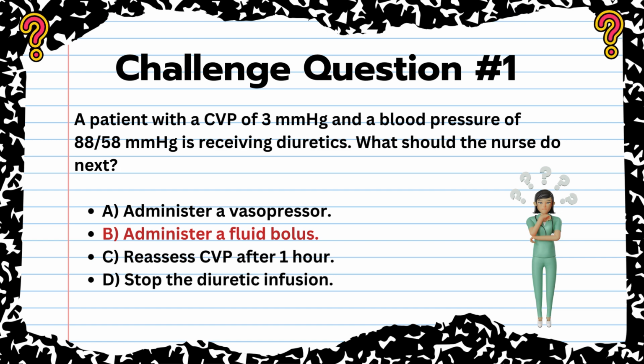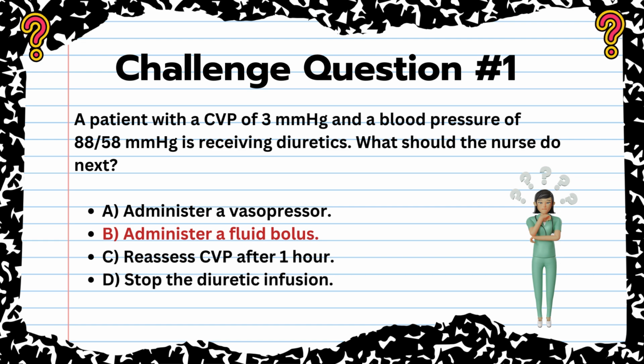So why are the others wrong? Administering a vasopressor: yes, their blood pressure is low, but while a vasopressor is used to increase blood pressure, it is typically indicated when there's a problem with vasodilation or vasoconstriction, or shock after optimizing fluid status. Administering a vasopressor without addressing the lack of fluid volume in the tubes could exacerbate the problem by increasing vascular resistance without actually increasing the volume.